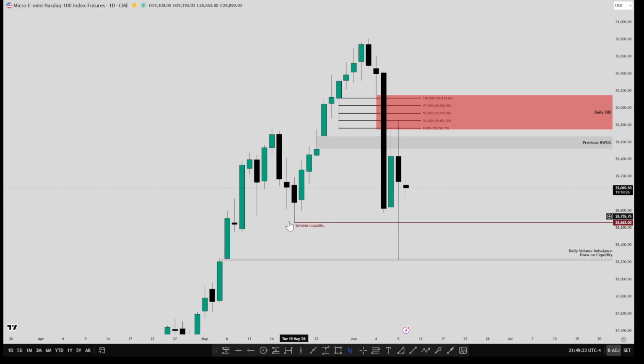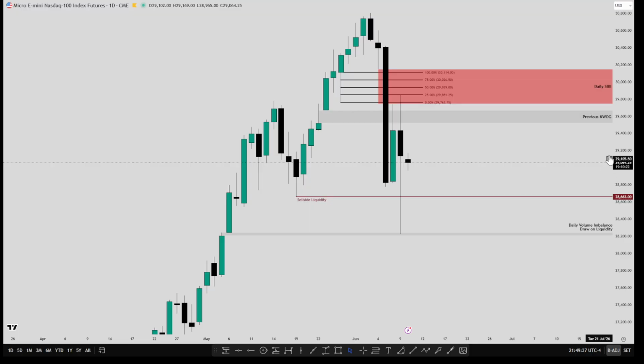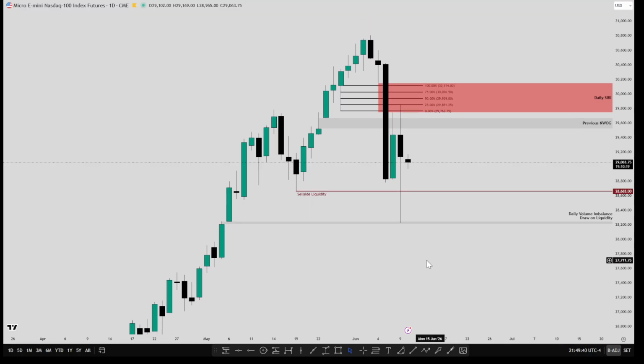This is the sell side we have. So this is a draw on liquidity. You have to keep in mind where the market is trying to go. Where is the DOL is what is important, right? And then you find ways in price to get there, to execute.